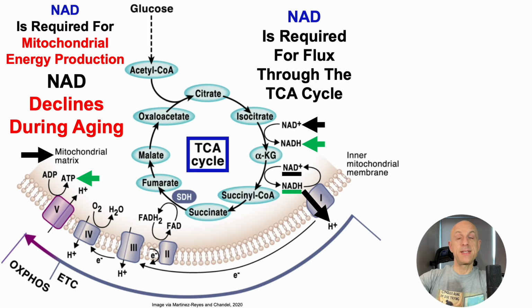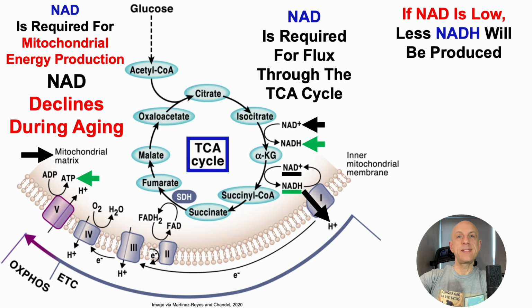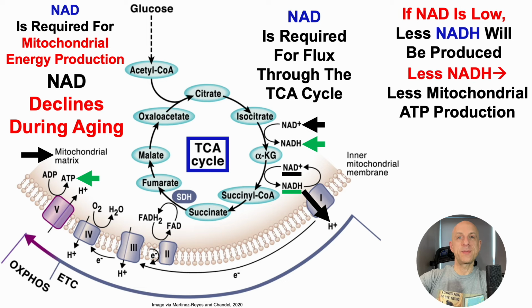Now, note that NAD declines during aging, and I should say might decline during aging because some studies show that decline and other studies don't. So it's not a ubiquitous finding across all published studies. But assuming that it does decline during aging, if NAD is low, less NADH will be produced. And that's important because if there's less NADH, we'll have less mitochondrial ATP production, at least through complex 1.